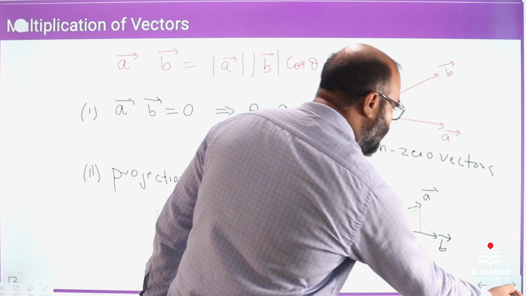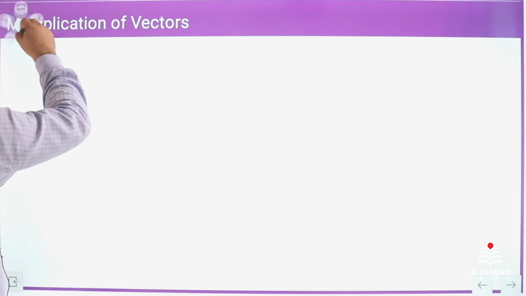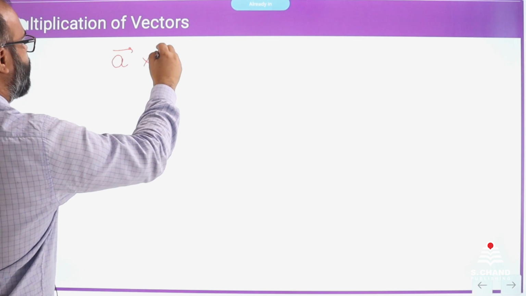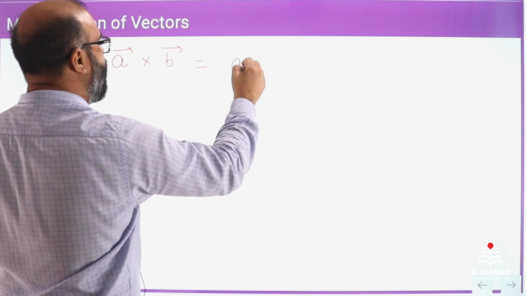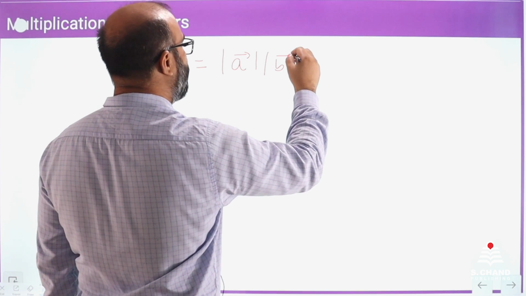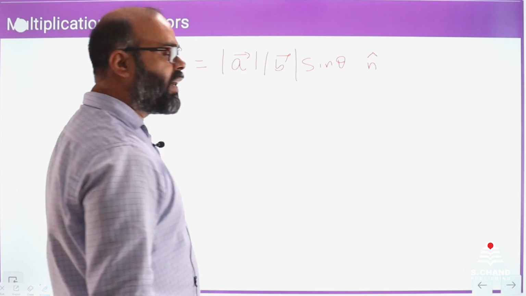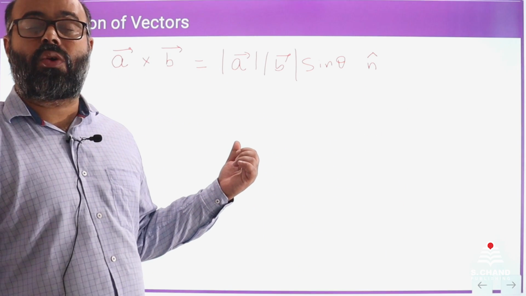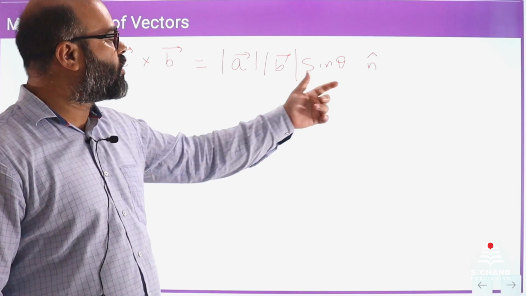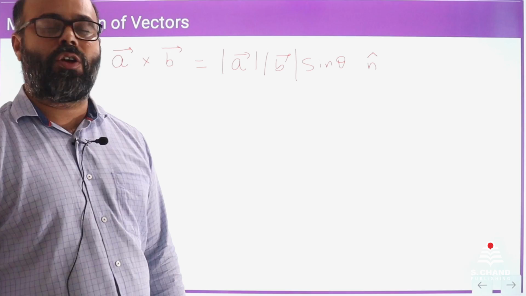Now we have another result which says, if we have A cross B, then we have mod A mod B sine theta n cap vector. So this is a vector quantity. A dot B is a scalar quantity, that is it has only magnitude, no direction, but A cross B has direction n cap. What is n cap? It is perpendicular to A and B, that is, to the plane of A and B.